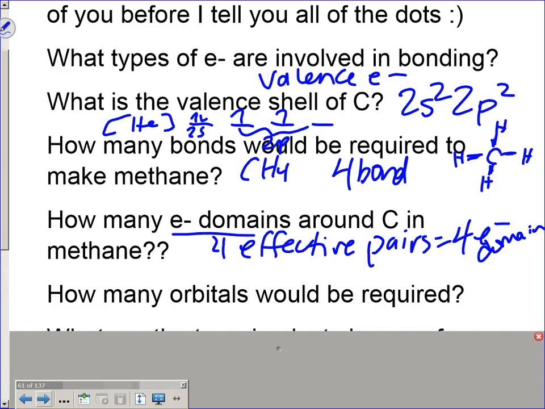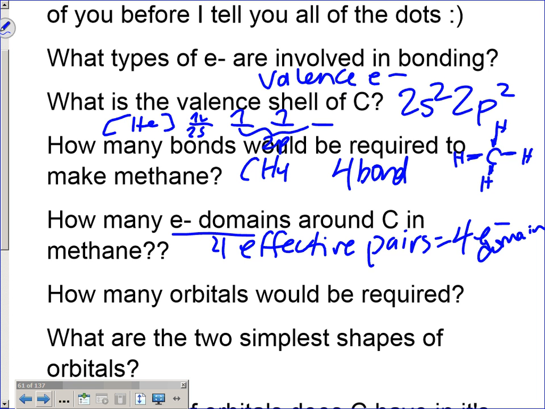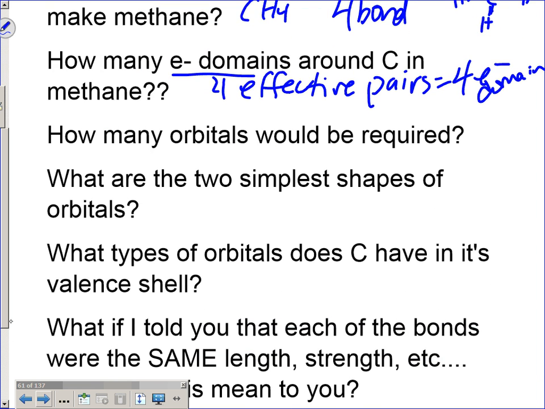So the 4 overlaps occur. And that's going to include 4 orbitals total. Right, so there's going to be 4 overlaps. There's going to be 4 orbitals overall that force that to occur. All right, so if I told you, you guys know we had s orbitals and p orbitals that are available in carbon, right? 2s2, 2p2. Those are the 2 simplest types of orbitals, but that doesn't look like either one of them.